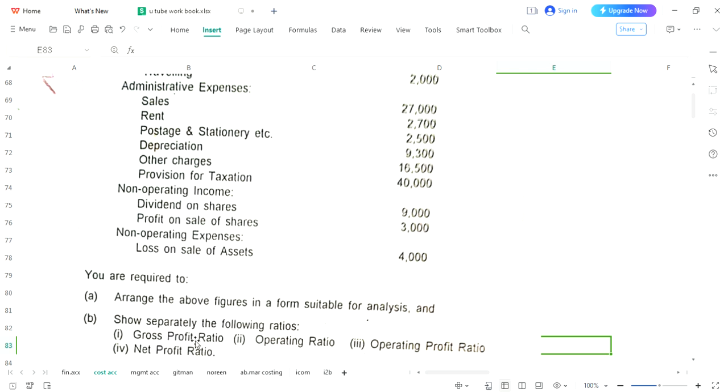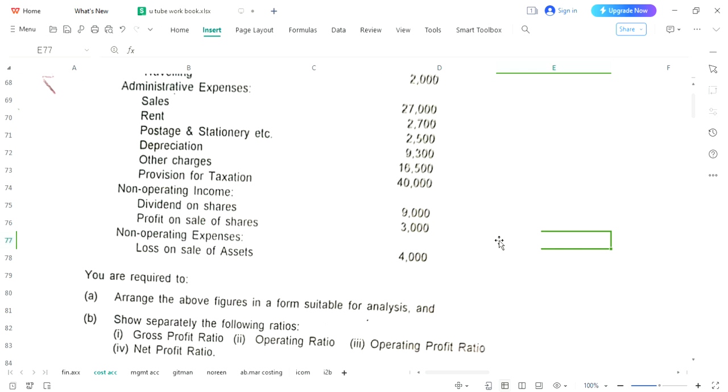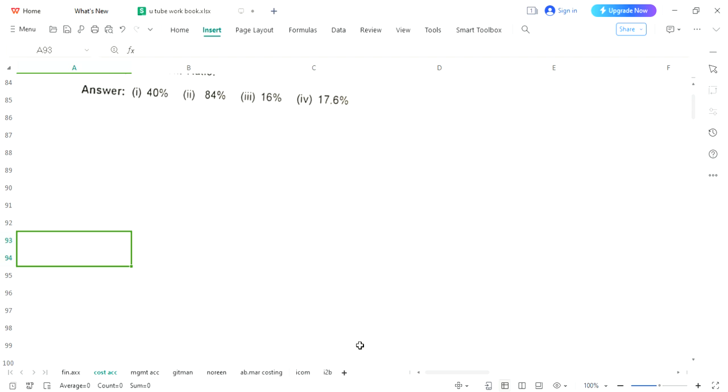We need to calculate gross profit ratio, operating profit ratio, and net profit ratio. That means we need gross profit, operating profit, and net profit. But the second thing is, this is a question where the solution is not provided, unlike previous questions where all the requirements were provided. It means we will have to calculate all these profits first, like we did with the cost of goods sold statement in the previous chapter. We are going to do the same thing over here.